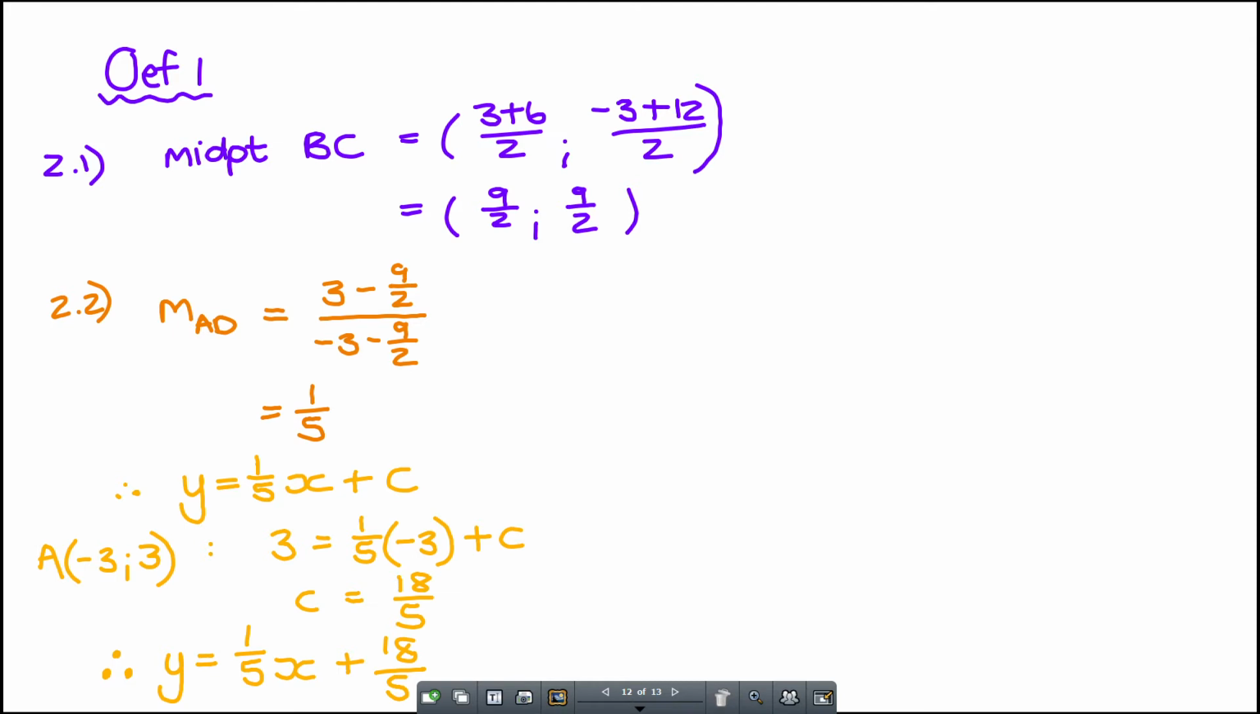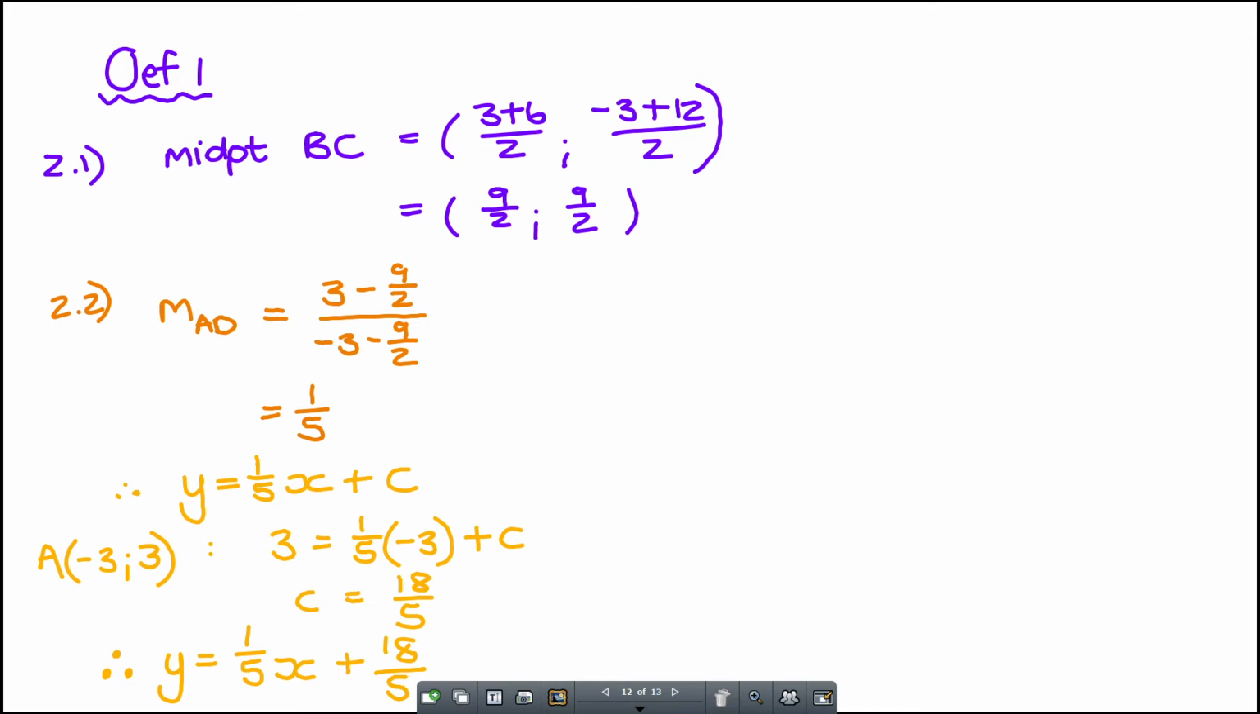You guys good with that? Okay, so to get midpoint, I add x values, divide by 2, add y values, and divide by 2. Nee, so dit geef my 9/2 for both the x and the y. As jy miskien geskryf het 4,5 is ook nog steeds reg, nee? Maak nie saak nie. Right, 2.2.